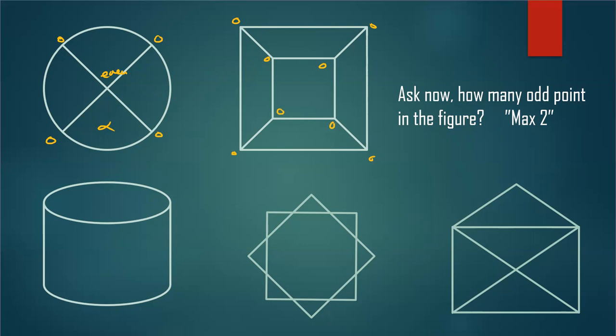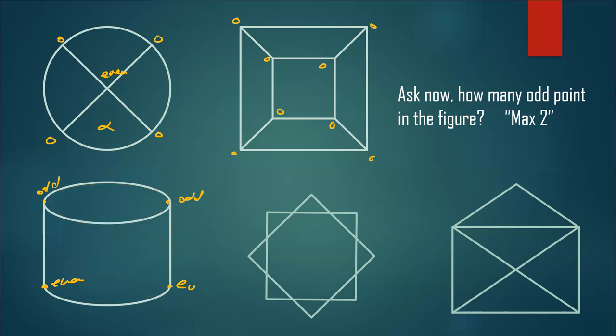In this cylinder, if I consider this point is even, this point is also even. This one here is odd. This one here is odd. So it can be solved because it has only two odd points. Yes, but you are allowed to start with one of the odd points and end at the other odd point. So go that way, go that way, go that way, and then draw the whole circle, okay? That means it's solved now without going through the same edge twice.